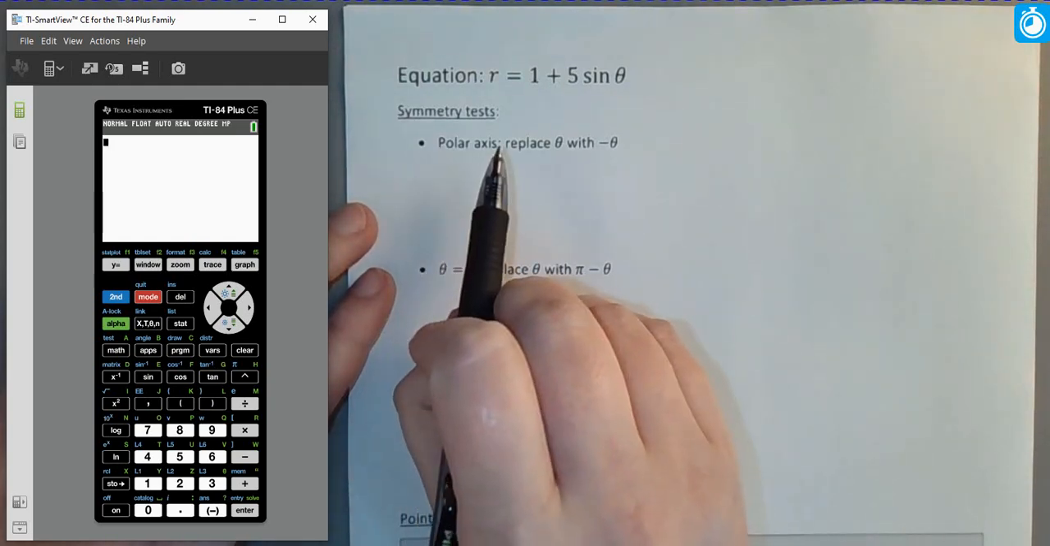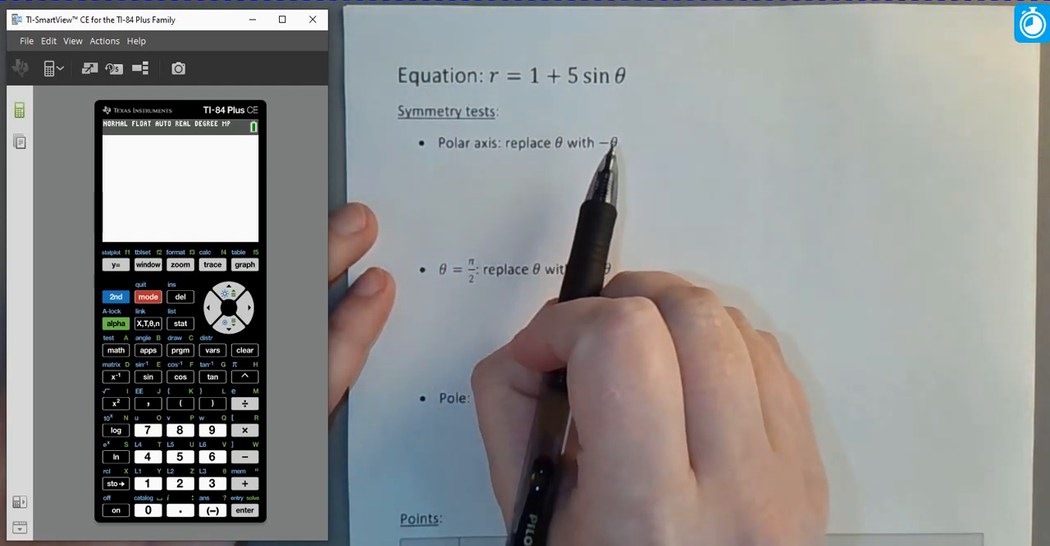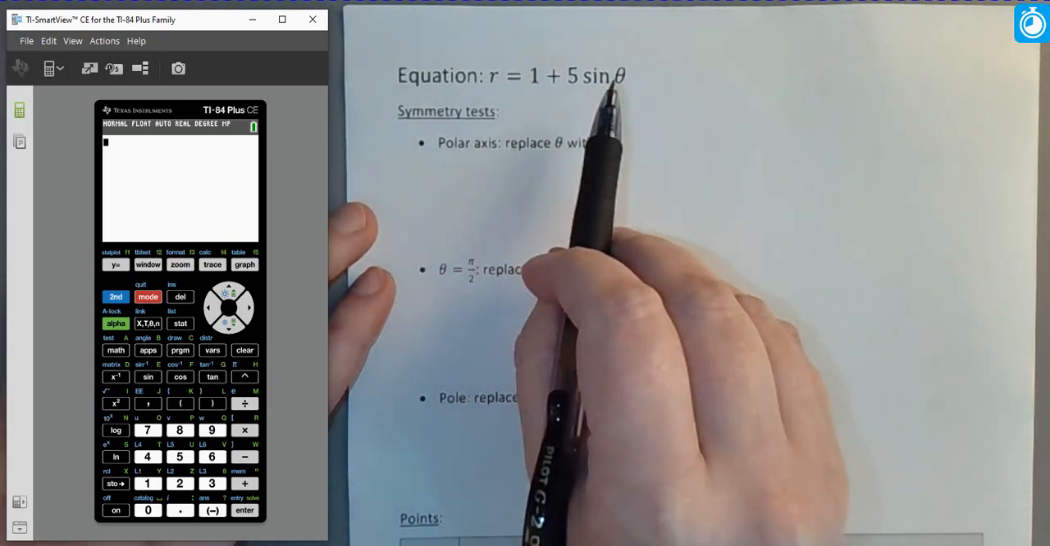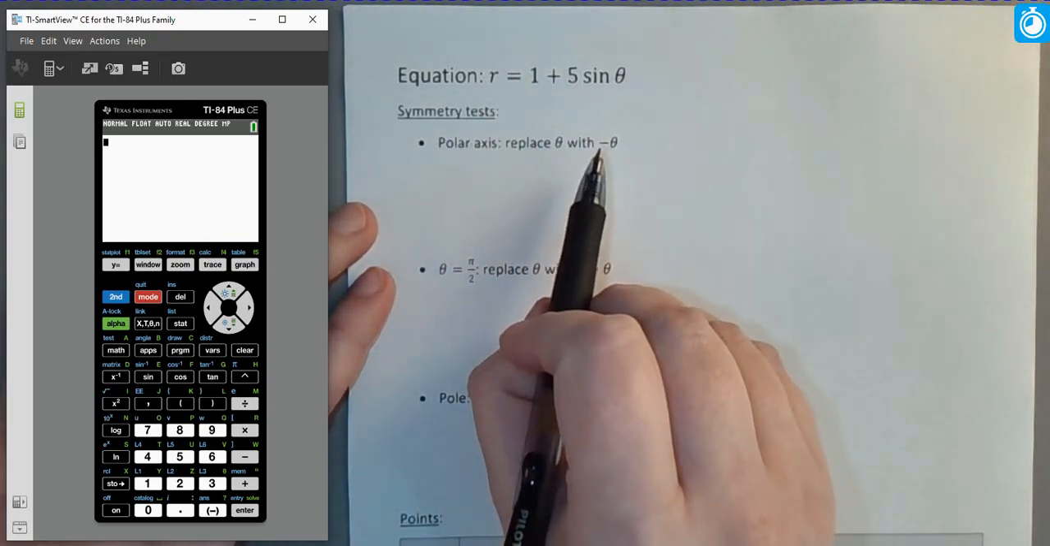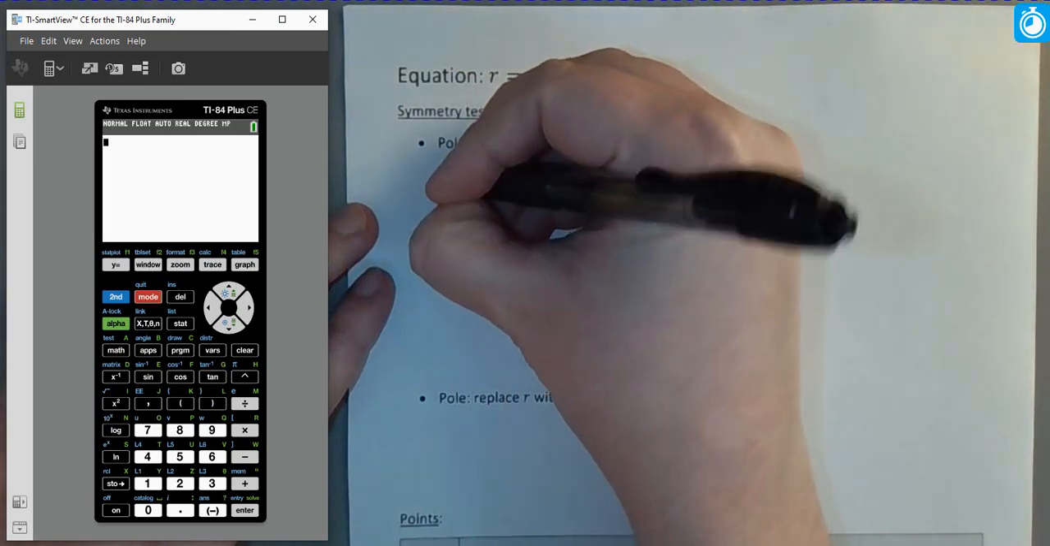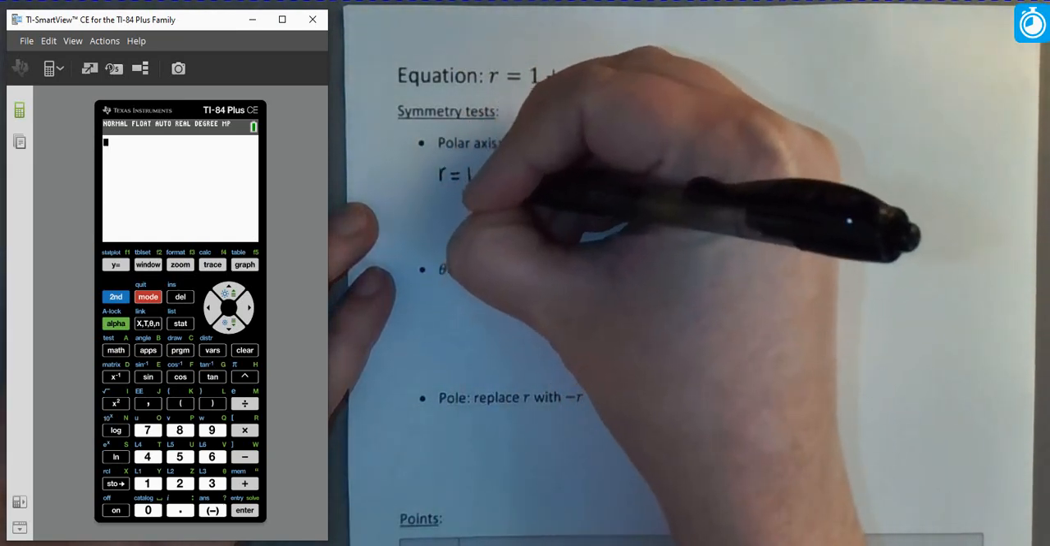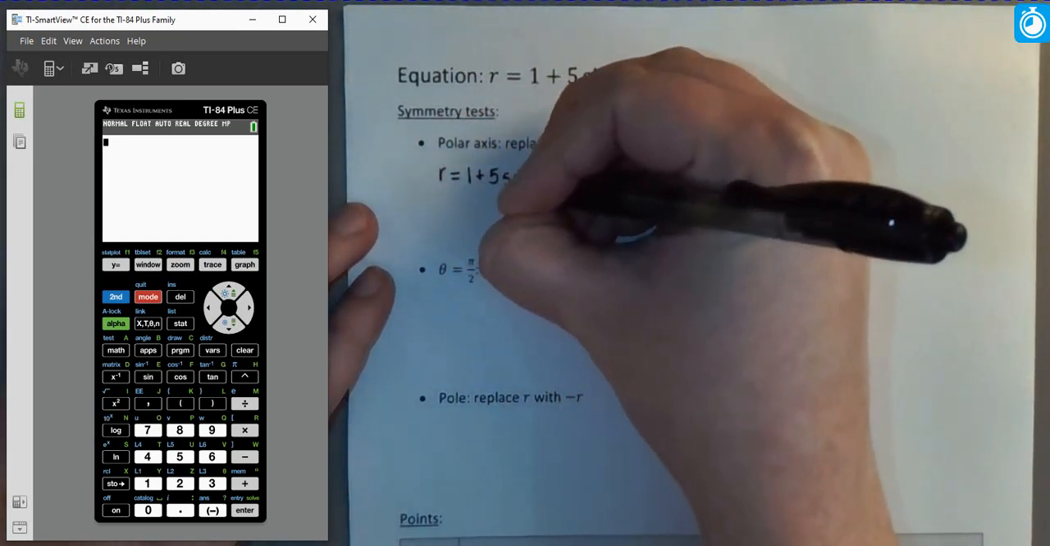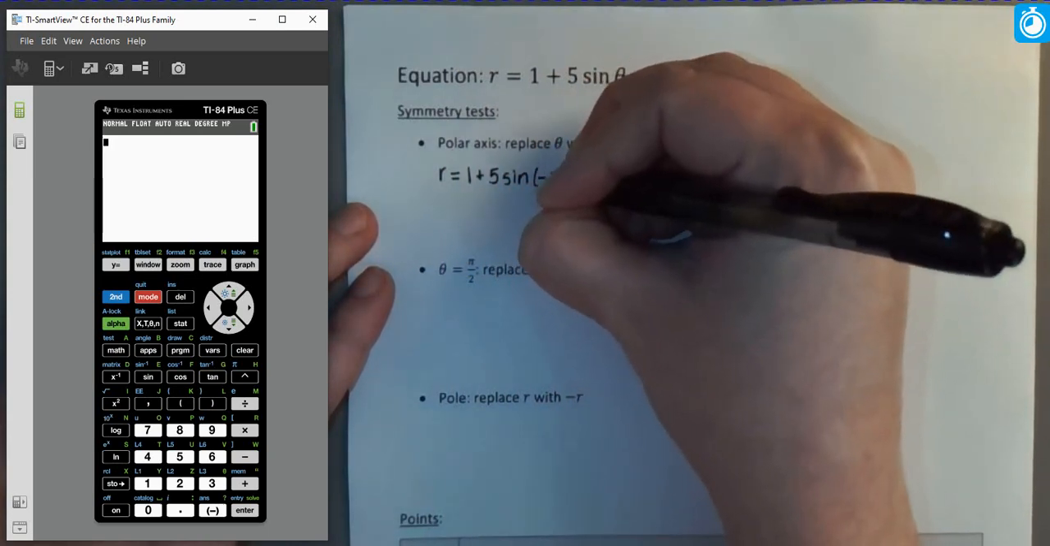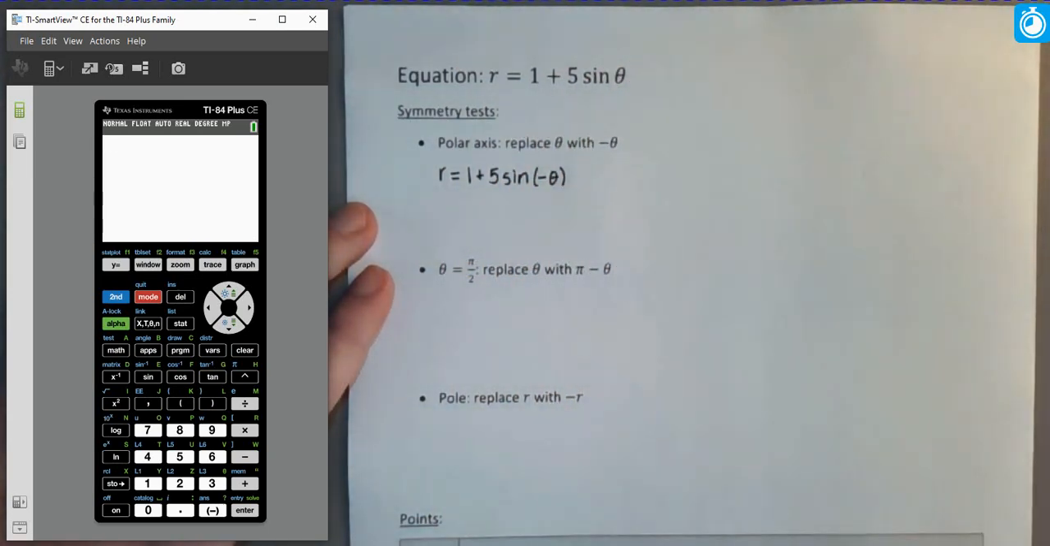For our polar axis test, we're going to replace theta with negative theta. So I'm going to copy down my equation, but where I have a theta, I'm going to replace it with negative theta. So we have r is equal to 1 plus 5 times the sine of negative theta. And then I want to simplify that.